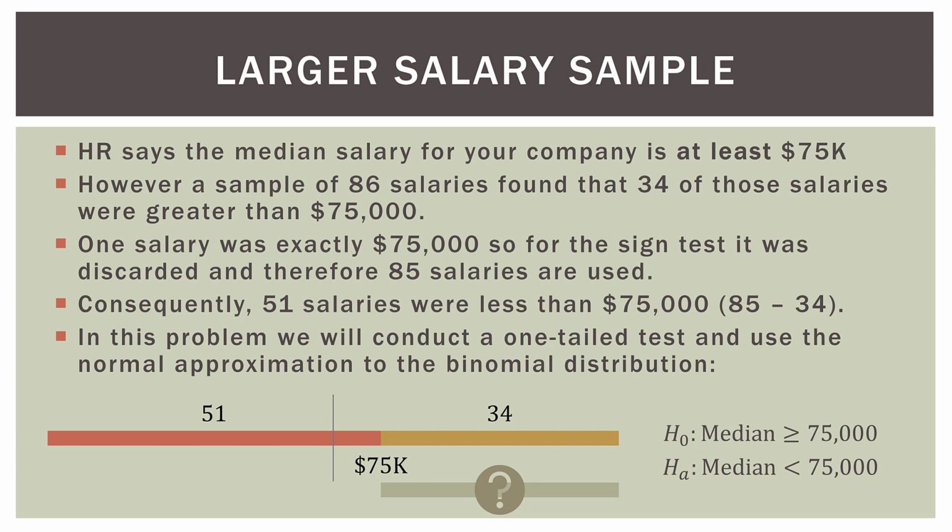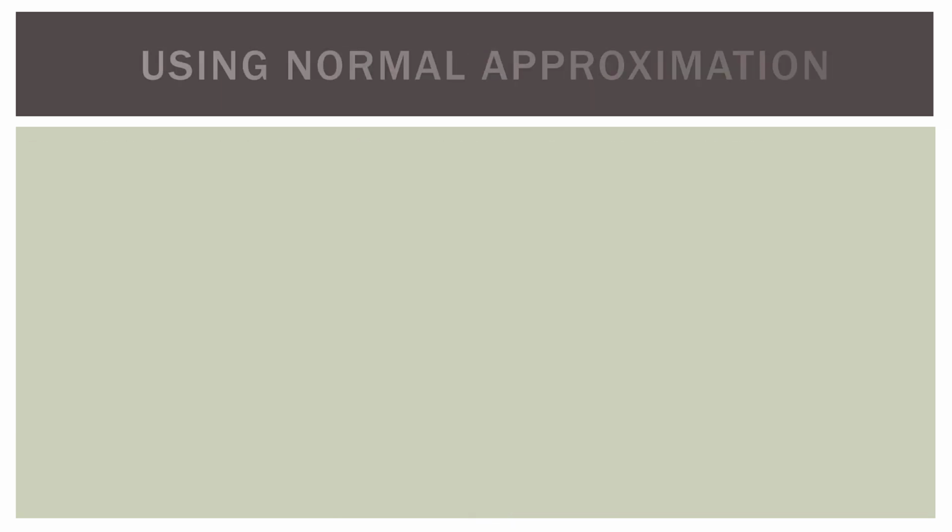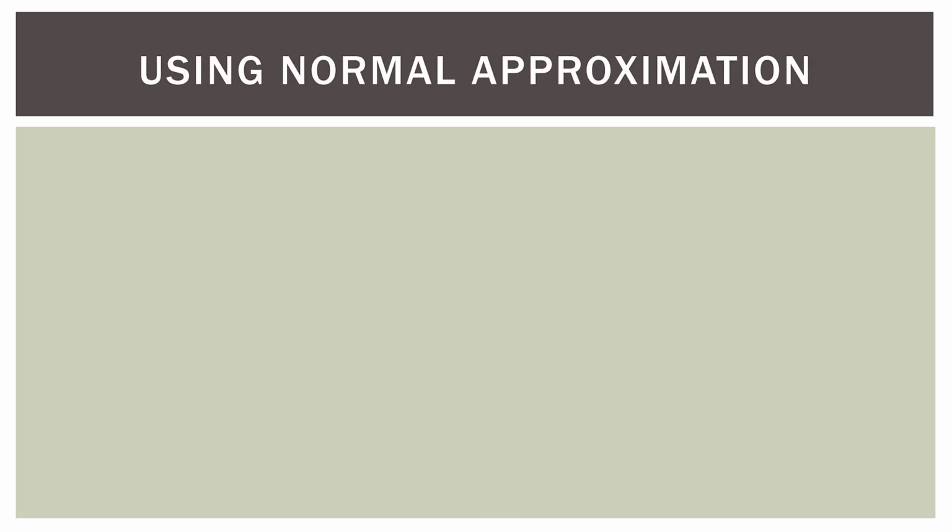Now the question is, is that difference there enough to fail to reject the null hypothesis and therefore HR is correct? Or is it enough to reject the null hypothesis and therefore HR was incorrect? And that's what we're going to do in this problem. So again, we will use the normal approximation. So here are our null and alternative hypotheses.